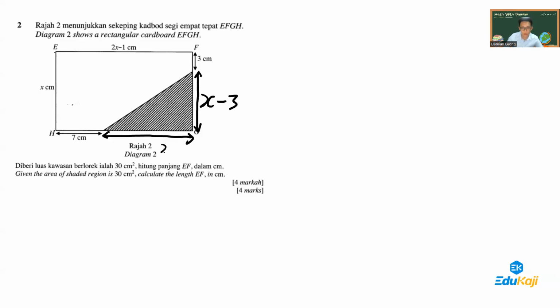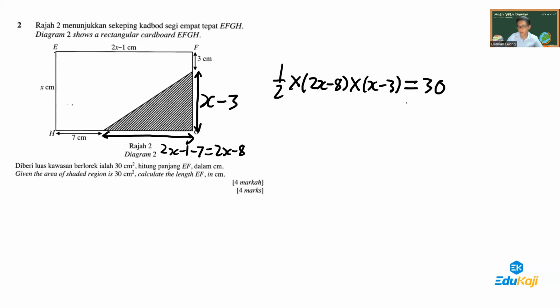So 2x minus 1 minus 7 means 2x minus 8. So the area of the shaded region is the area of the triangle: half times base, 2x minus 8, times height, x minus 3. It will equal the area, 30. Bring over the half. Half means divide by 2, so the opposite is times 2. Then expand these two brackets. 2x times x, 2x squared. 2x times negative 3, minus 6x. Negative 8 times x, minus 8x. Negative 8 times negative 3, plus 24.